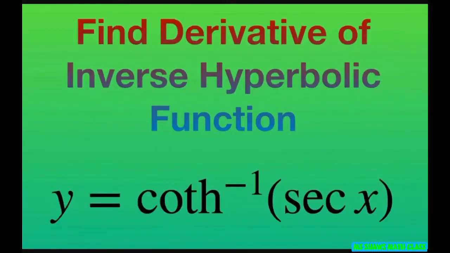Everyone, we're going to find the derivative of y equals inverse hyperbolic cotangent of secant of x. We're going to use this formula for cotangent given here, and this would be like your x part. Let me put this in red. This is like your x. All right, so we can go ahead and use our formula.